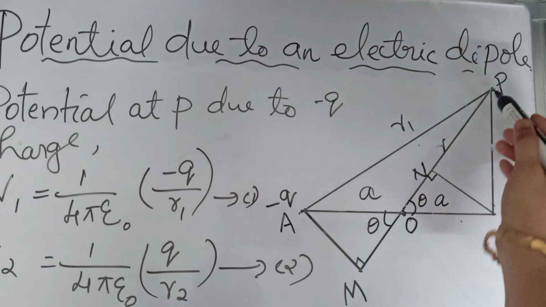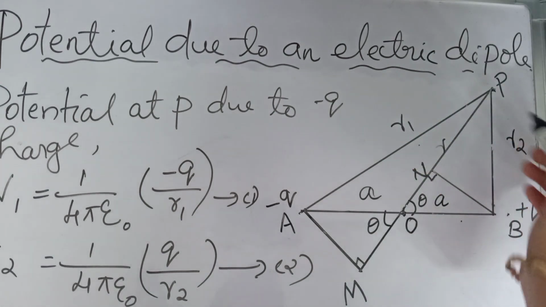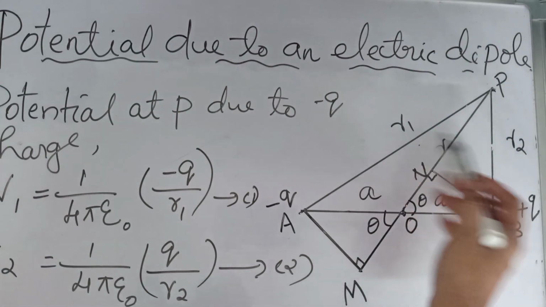Here we can see AP is equal to R1 and BP is equal to R2. These two we are just taking.